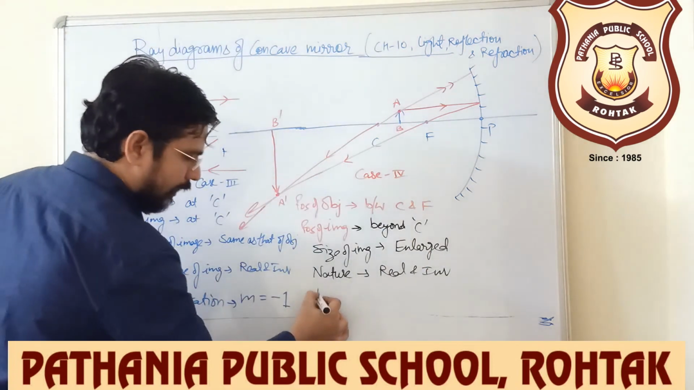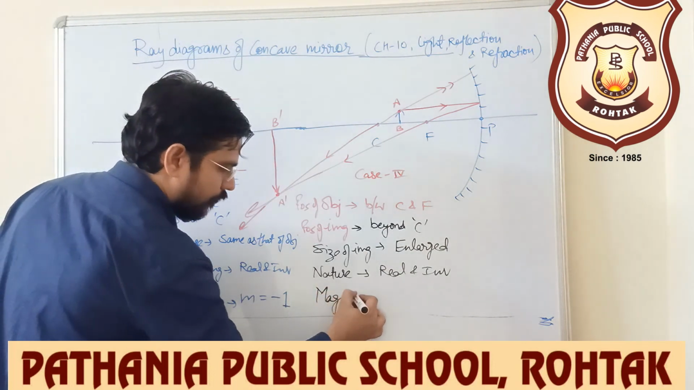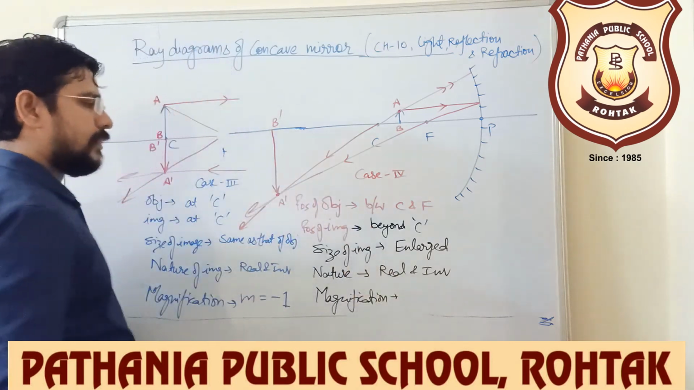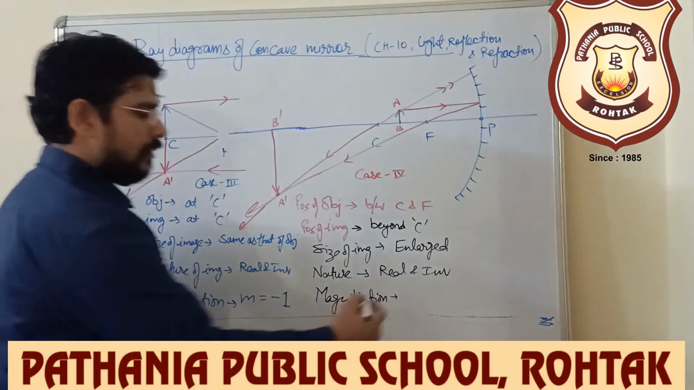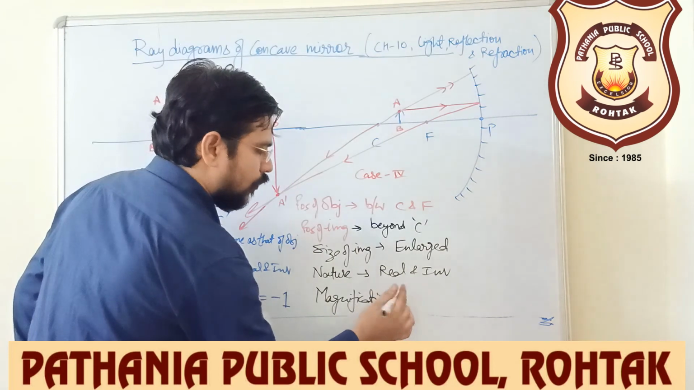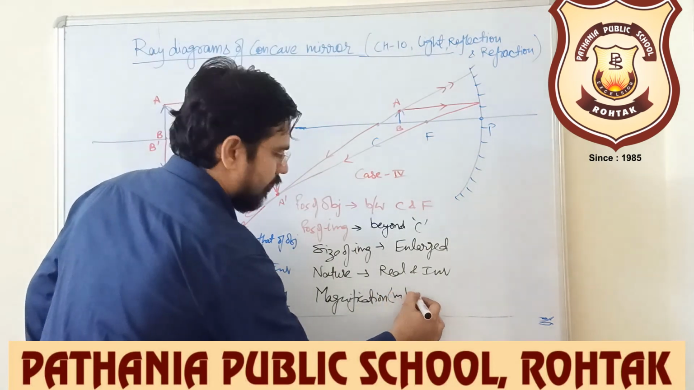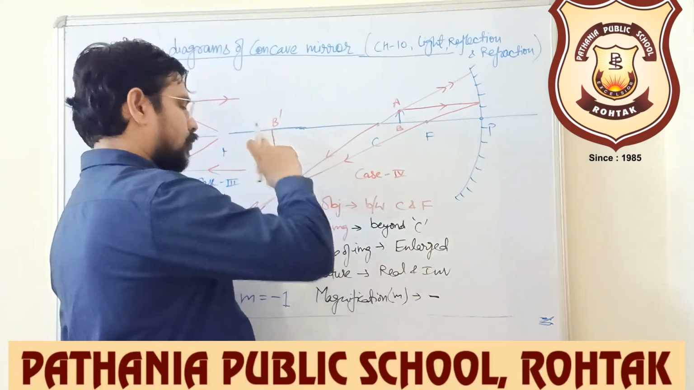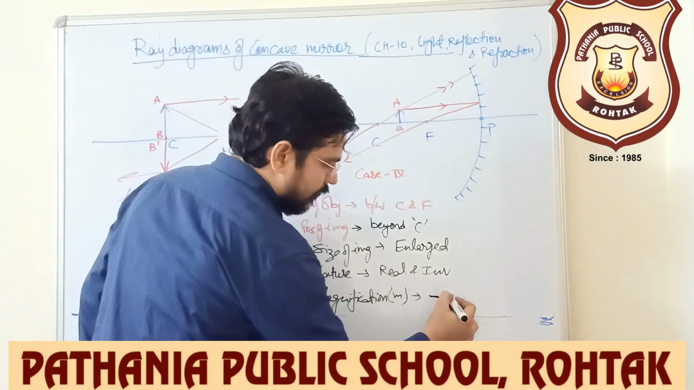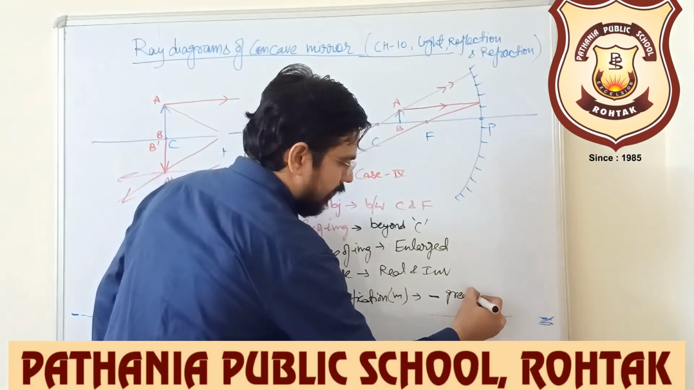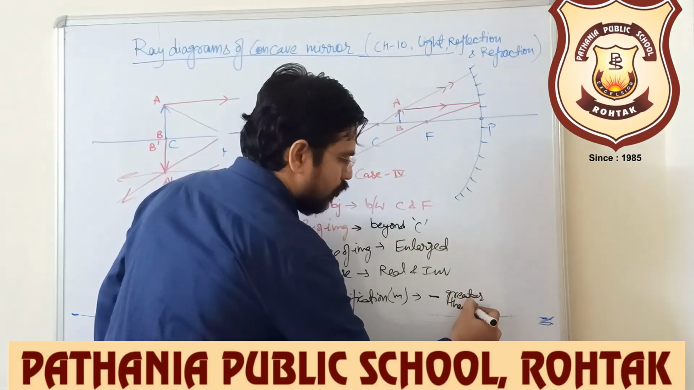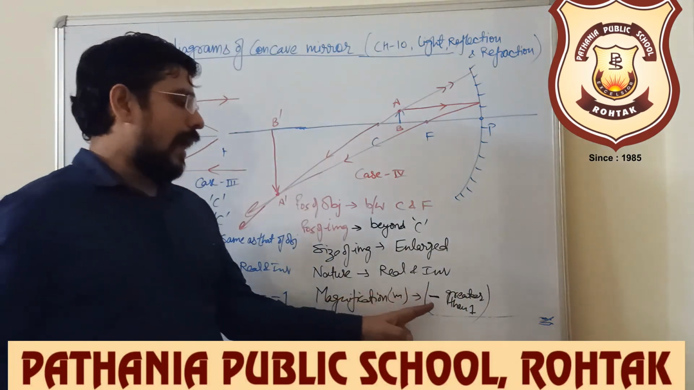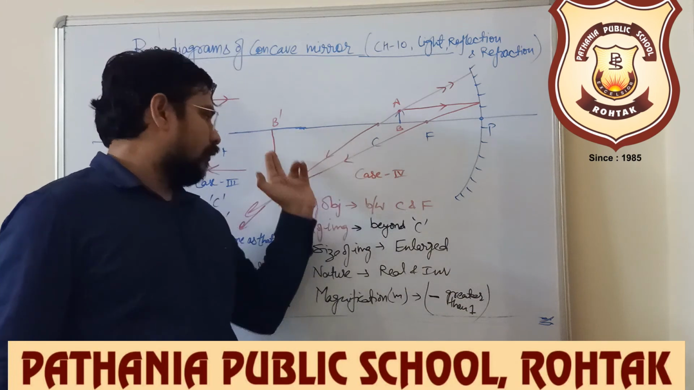And about magnification, as we know that the size of image is greater than the size of object, but it is inverted, so the minus sign is for inverted, and because the size of image is greater than the size of object, it is going to be greater than 1. You will understand this when we do the numericals. Magnification is going to be negative and greater than 1, because the size of image is greater.